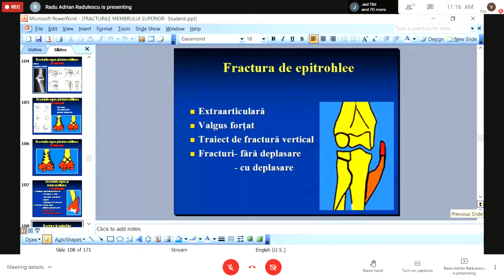Another fracture at this level will be the fracture of the medial epicondyle.